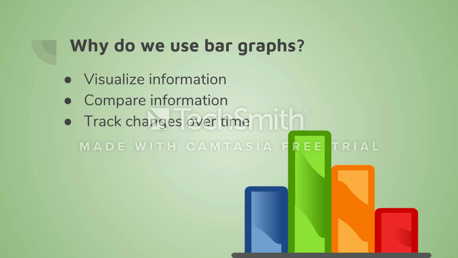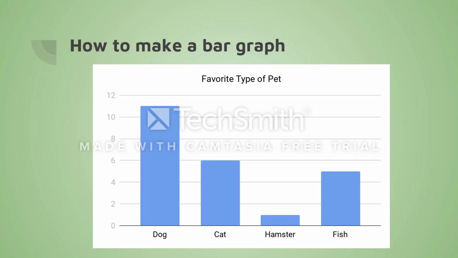We can also use it to track changes over time. So if I wanted to figure out how many apples were bought in 2008 versus how many apples were bought 10 years later in 2018, I could use a bar graph to see that change.